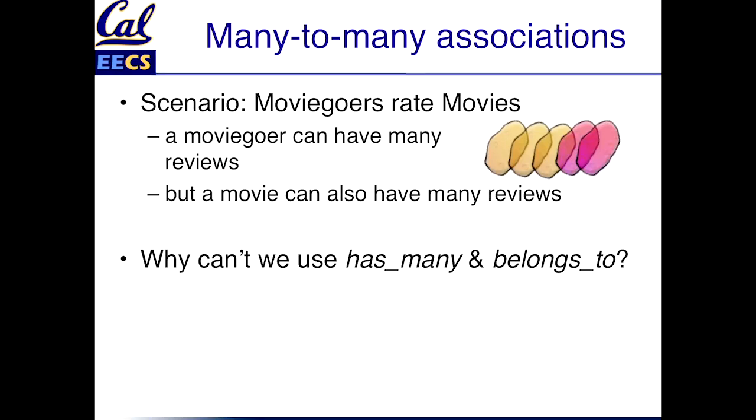If you think about the relationship between, if a moviegoer has many reviews and a movie also has many reviews, then in some sense the relationship between movies and reviews is now many-to-many, right? There can be many reviews for the same movie. Sorry, the relationship between moviegoers and movies is many-to-many. Is that right? Yeah, that's right. OK, and of course we can't just use has many and belongs to for this because there's no place in the tables where we can encode both of the relationships.